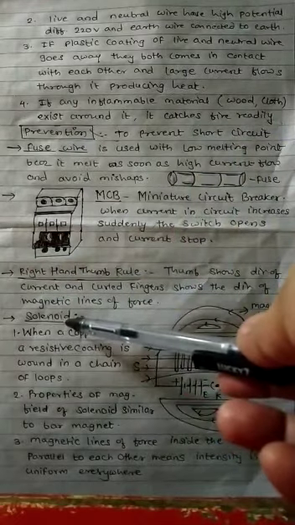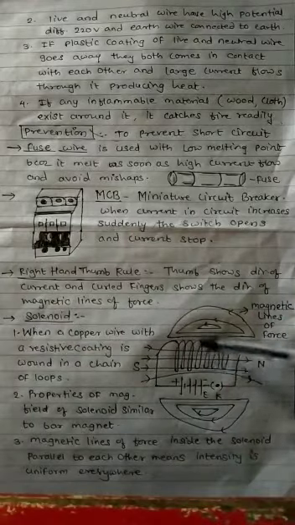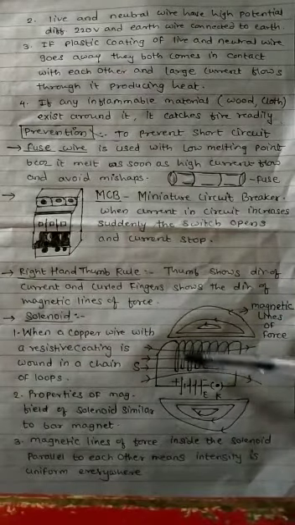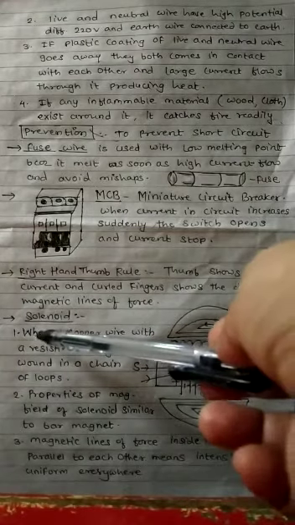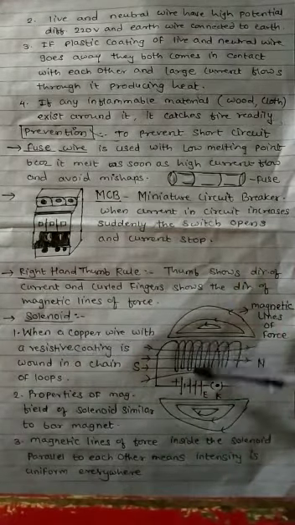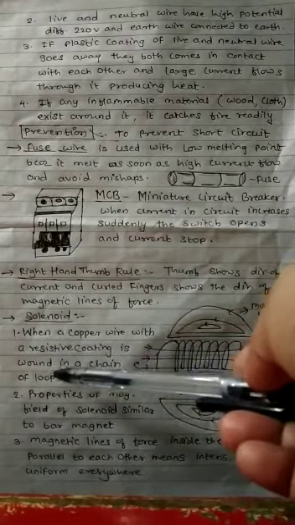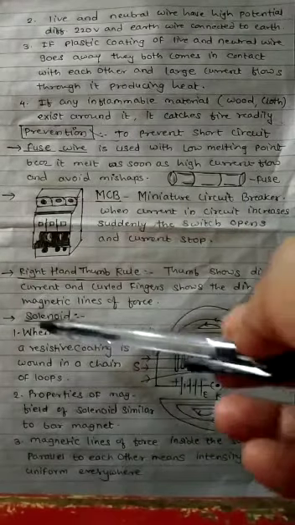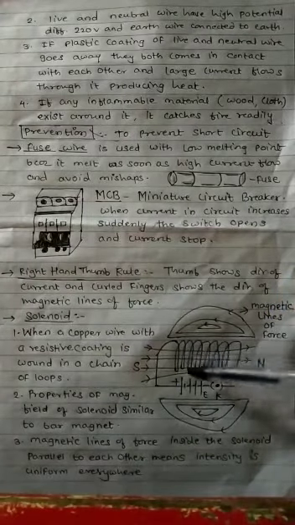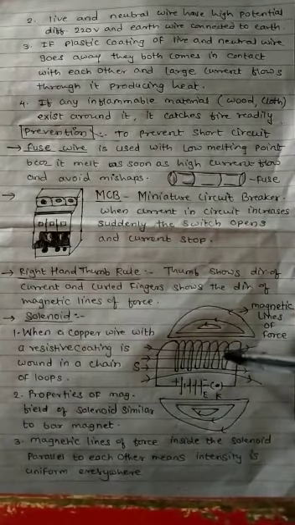Then next one is solenoid. Solenoid is nothing but a spring-like structure. See here in the diagram, the spring-like structure is a solenoid. So the definition is, when a copper wire, see this is your copper wire, with a resistive coating is wound, means wrapped or covered, in a chain of loops, then it is known as a solenoid. See, like this, a spring-like structure of a coil is known as a solenoid.